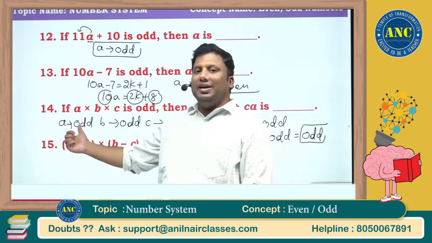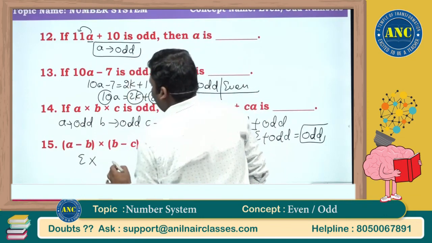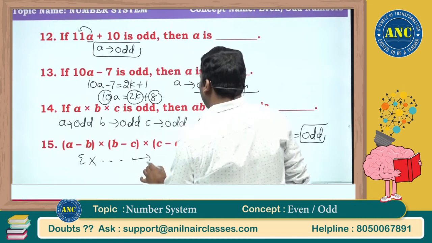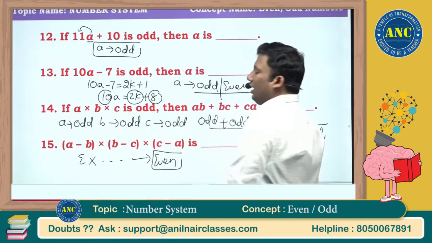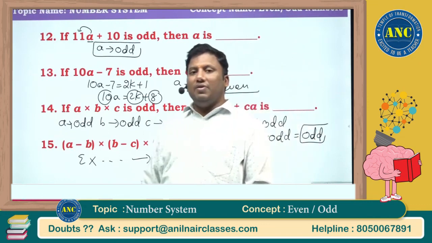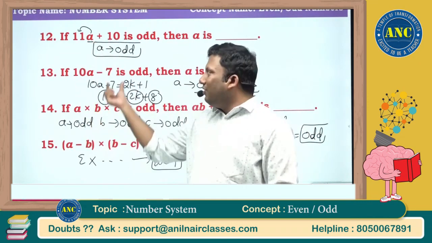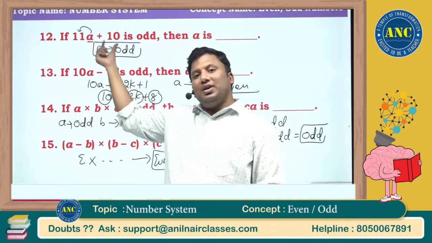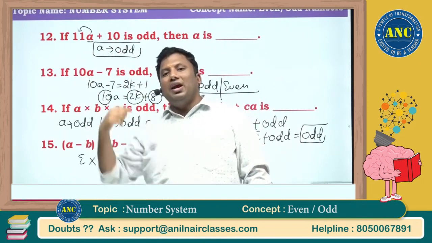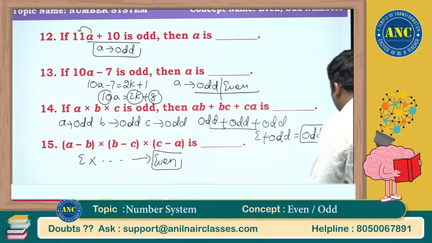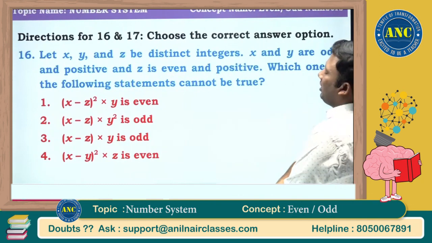Next one, A is an odd number, B is an odd number. Odd minus odd is even. Even into any number, answer will be an even number. I hope you are understanding very beautifully. We are finding, when the expression nature is given as even or odd, what could be the nature of that variable.